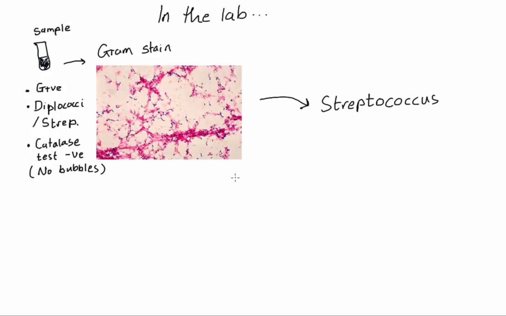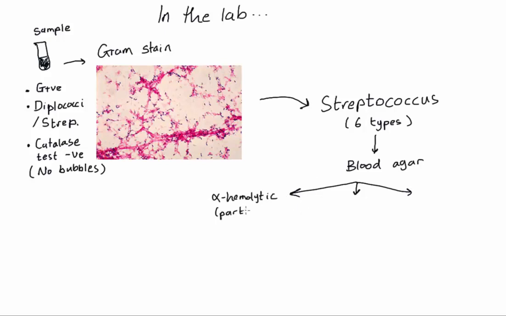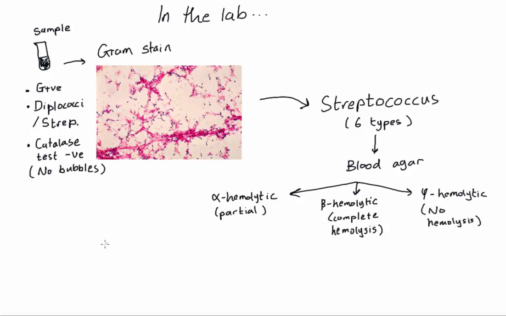Well, now that we know it's streptococcus, we can culture it on blood agar, and the streptococci are divided into groups based on how they break down RBCs. So 2 of them are alpha hemolytic, which means they partially break down RBCs. 2 of them are beta hemolytic, so they cause complete breakdown of RBCs. And 2 are gamma hemolytic, so they don't break down RBCs. So there are 2 streptococci in each category. This is the first step in classifying streptococci. And strep pneumonia is alpha hemolytic, so it causes partial hemolysis.